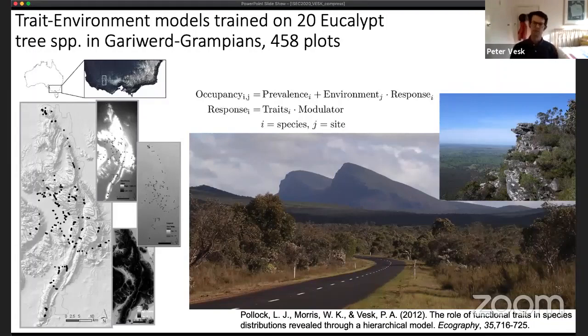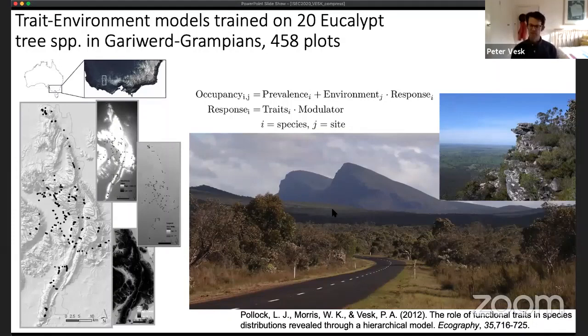We can build statistical models, which are just generalized linear mixed models, of a form like this in words: the occupancy of the ith species at the jth site is a function of its prevalence, the environment, and the response of that ith species. We can decompose the response of the ith species to the jth environment into being some function of traits that the species possesses via some modulating coefficient. This can be extended to multiple environmental gradients and multiple traits. This sort of modelling framework has been followed by a whole bunch of people in different contexts: Otso Vesakoski's work, Francis Hui's work, David Warton's work, Kaya Tabak's work, okay?